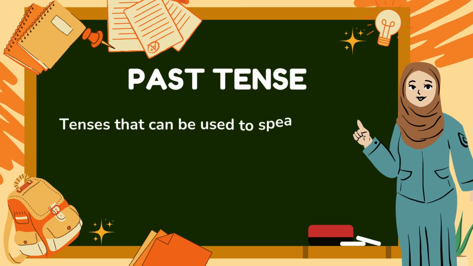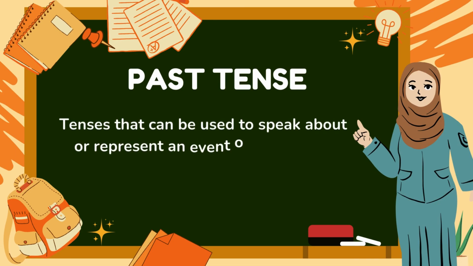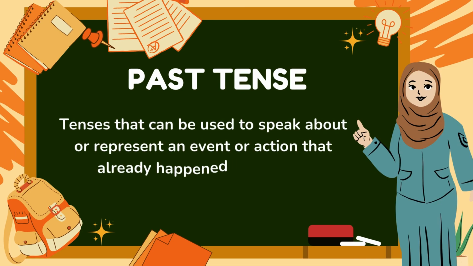Hello everyone, let's continue our material. Now we learn about past tense. Do you know what the meaning of past tense is? Past tense is tenses that can be used to speak about or represent an event or action that already happened in the past.